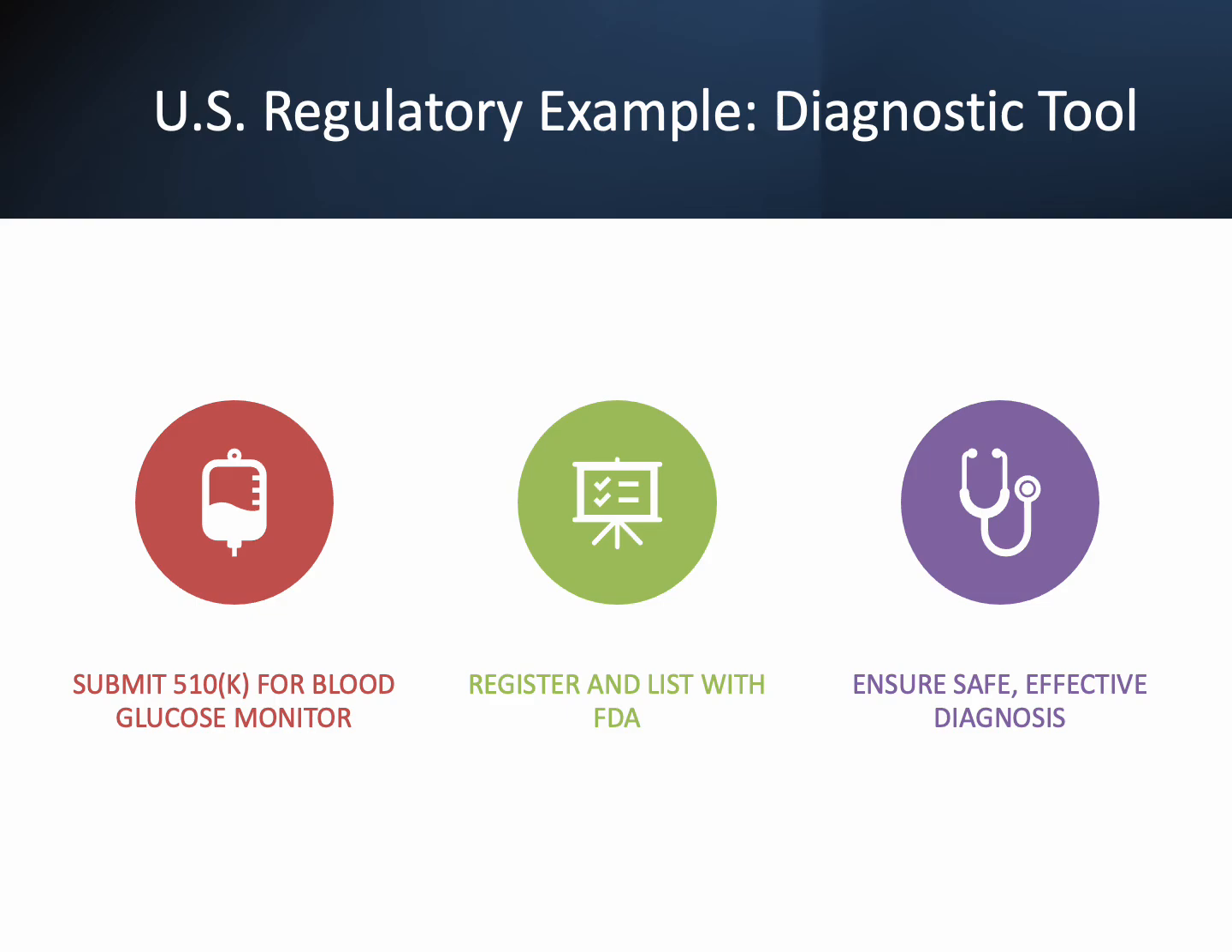This Class II device requires a 510(k) submission to demonstrate substantial equivalence to a predicate monitor, ensuring safe and effective diagnosis. The manufacturer registers their establishment with the FDA, verifies annually, and lists the device, including its 510(k) number. For example, a new monitor submission compares its accuracy and safety to an existing model, achieving clearance within 90 days.